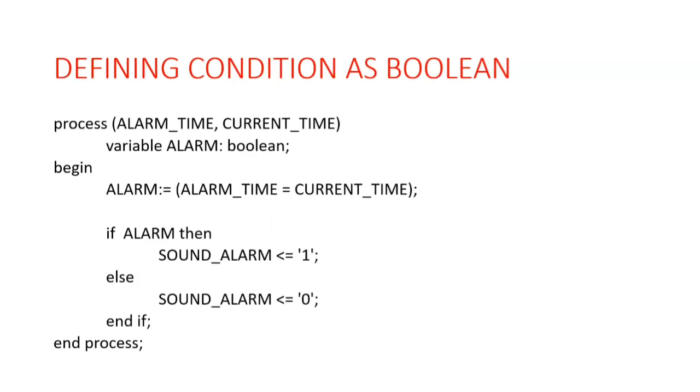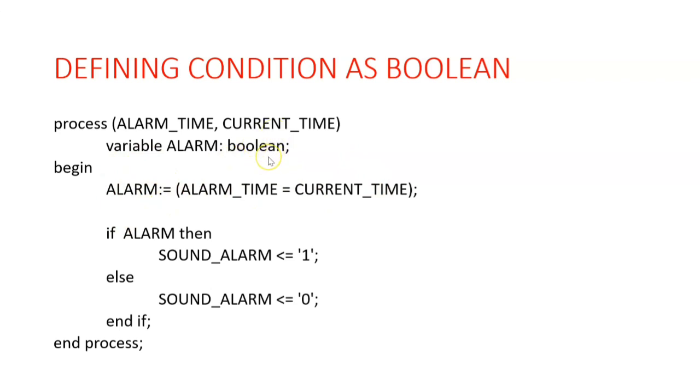Next, defining conditions as Boolean. So next we are going to define the conditions of an if statement as Boolean. Again, you are writing this if statement inside a process. So process with alarm time and current time, variable alarm is Boolean. So you are defining a variable which is a Boolean variable, and the name of the variable is alarm. Okay. Begin. Alarm is set if alarm time equal to current time. This means that when alarm time is equal to current time, then the variable alarm is set to 1.